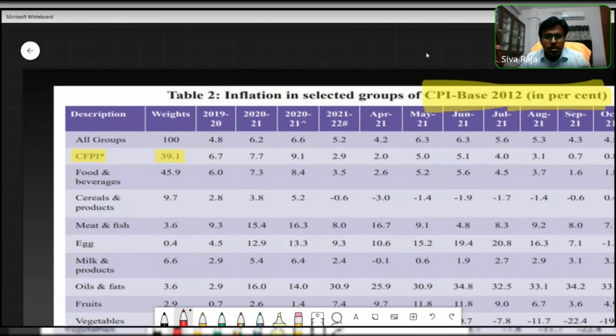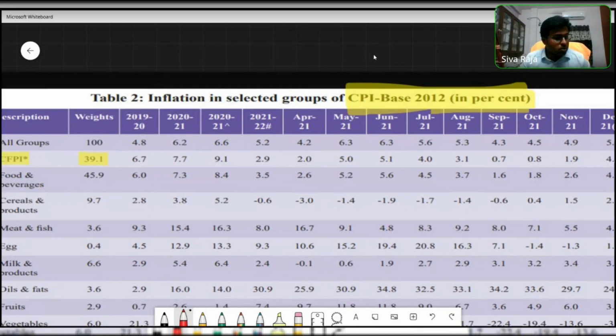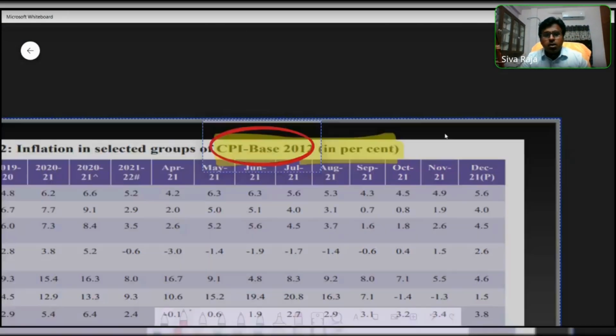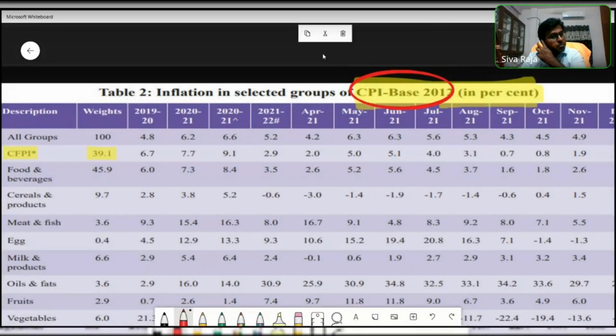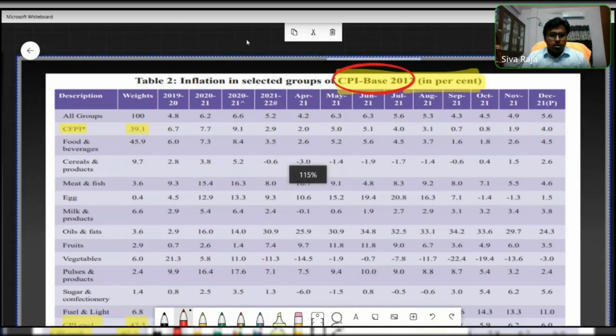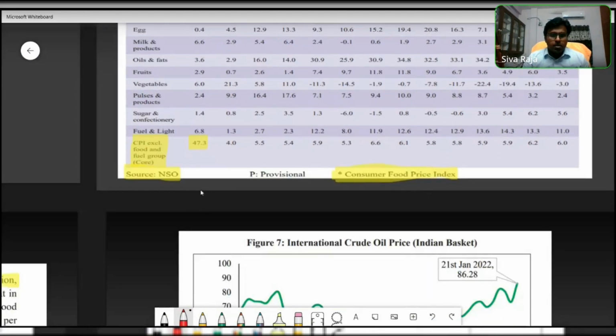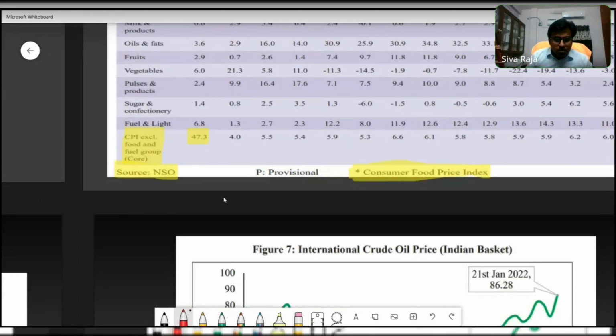Consumer price index. Now, this is the index of consumer price index. Look at the base here. The base year for WPI, what? The base year for CPI, what? You should be very, very careful. Okay. Next, the source for consumer price index. Look at this. NSO, National Statistical Organization.